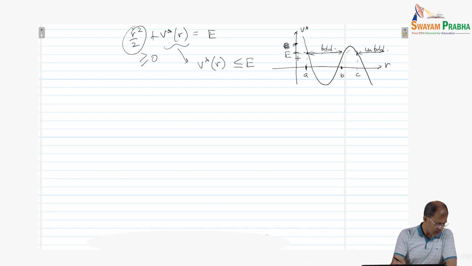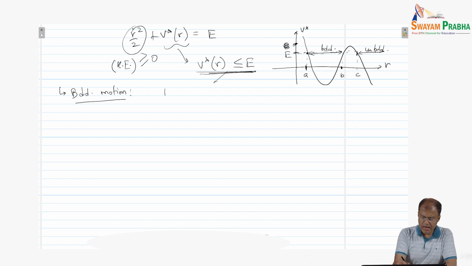And what have we got here is effective potential. Since this is our kinetic energy, our kinetic energy is always non-negative. Our potential energy is bounded above by the total energy E. So now based on this inequality, we can conclude 2 regions. One is the region of bounded motion.